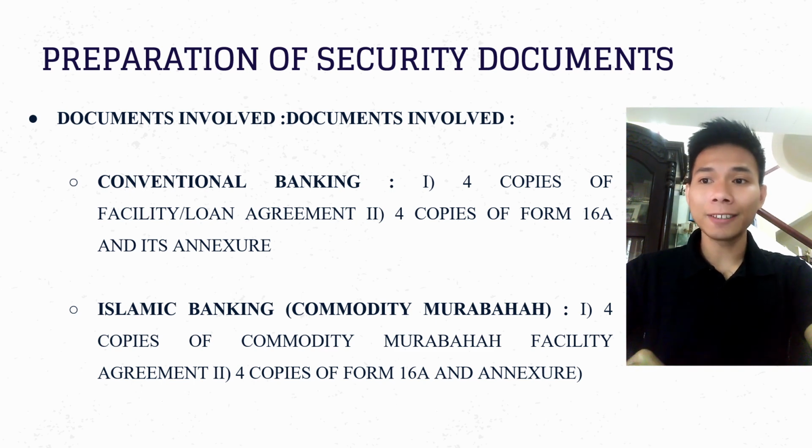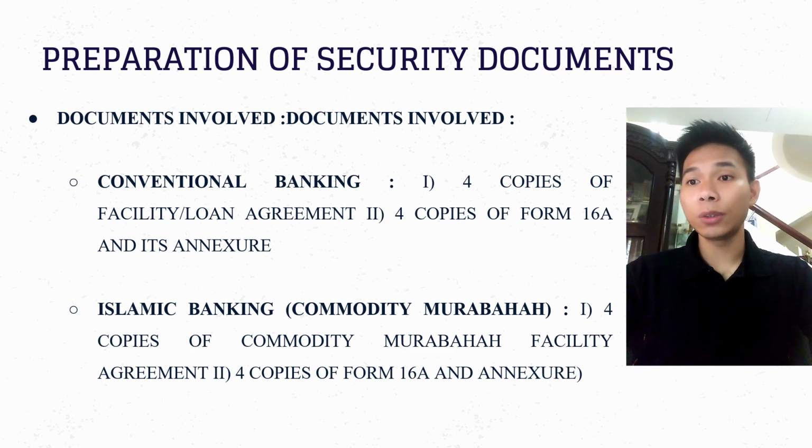Under conventional banking, we shall now apply Ali Hadi's situation. If Ali Hadi were to apply the conventional banking method, he will need 4 copies of the facility or loan agreement, and 4 copies of Form 16A and its annexure. If Ali Hadi were to choose Islamic banking or commodity murabaha, he will require 4 copies of the commodity murabaha facility agreement and 4 copies of Form 16A and its annexure.